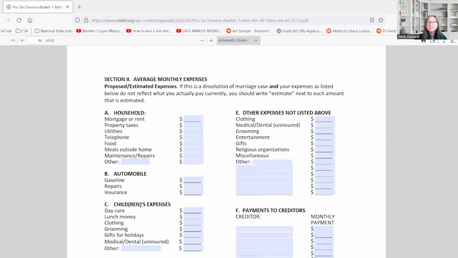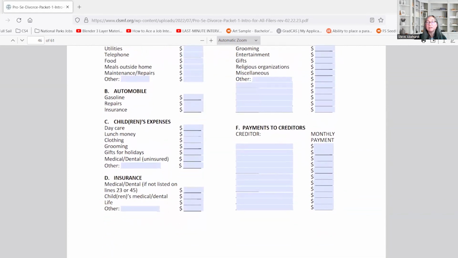And then this is for yourself. So you have any clothing you buy for yourself, any grooming, entertainment, gifts, any other deductions you might make. Again, this is monthly. So if you don't get your hair cut every month, some people do, but some people don't. So you want to average it out for a year, how much you would spend in a month.